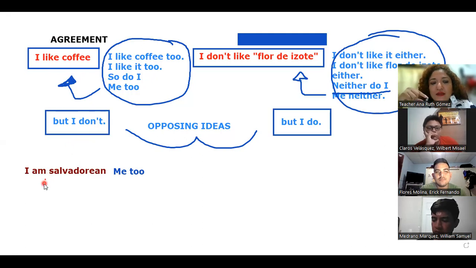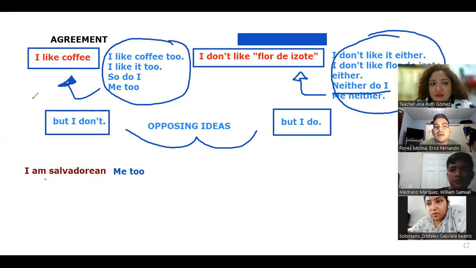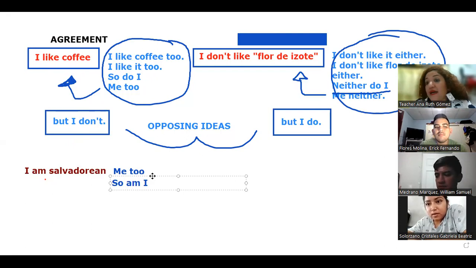Por eso es que digo so do I. Pero acá no voy a decir so do I. ¿Qué voy a decir? So I am. Cuidadito con el orden. What is the order? Am I. The order is so am I. So I am is not correct. You have to say so am I.